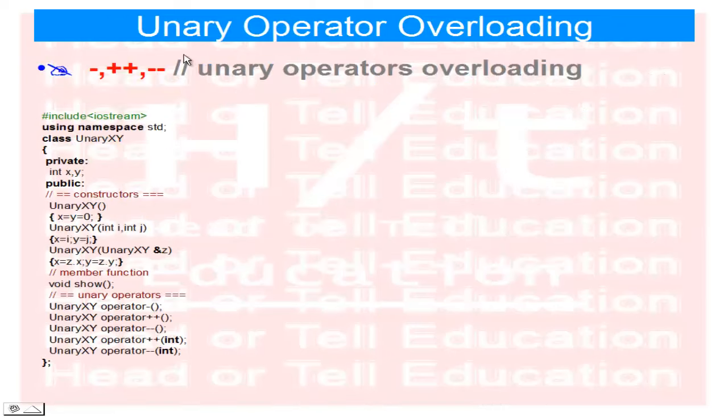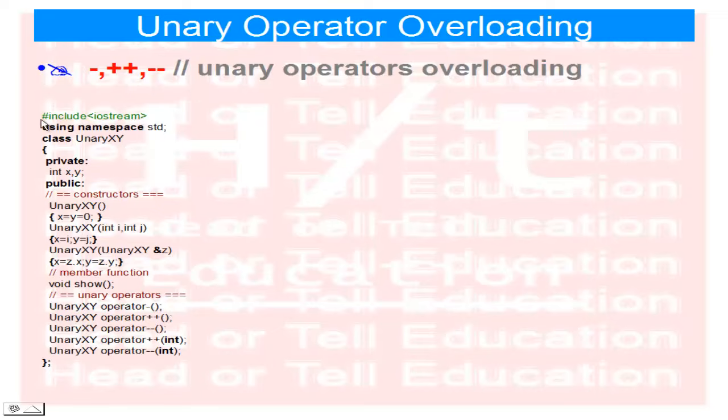Now the unary operators. We know what the unary operators are. The minus sign: if we add a minus sign to any number, it becomes negative. The plus plus sign is to increment, and the minus minus sign is to decrement. So these are unary operators.